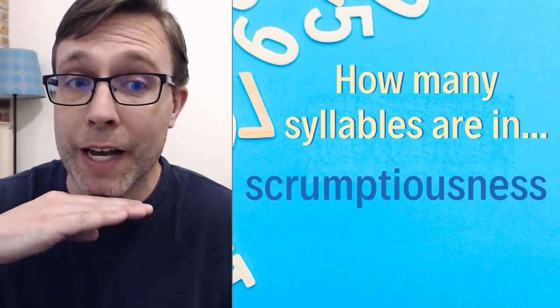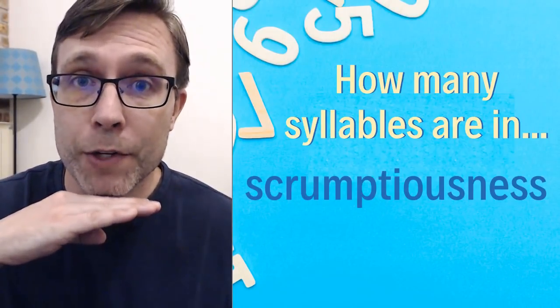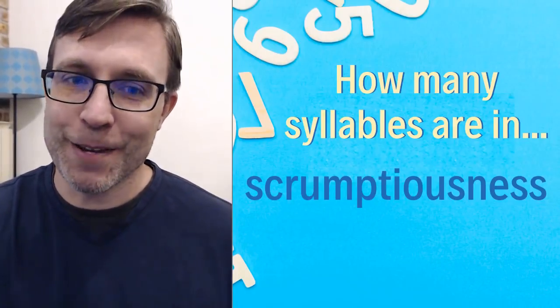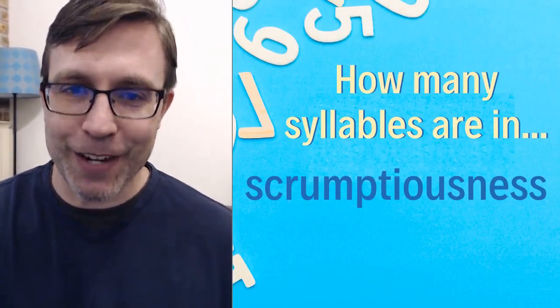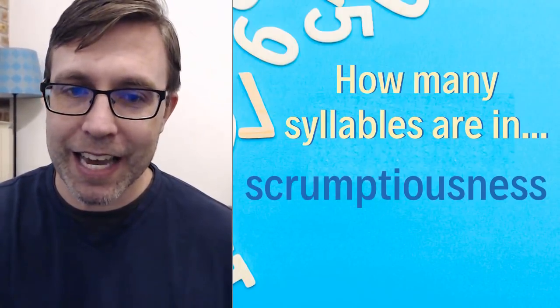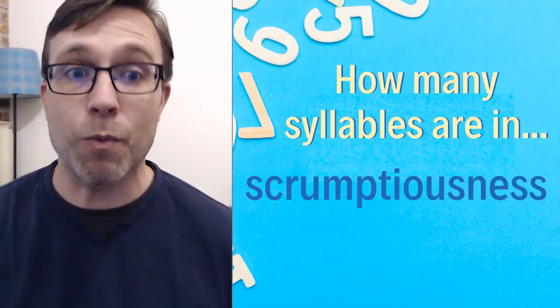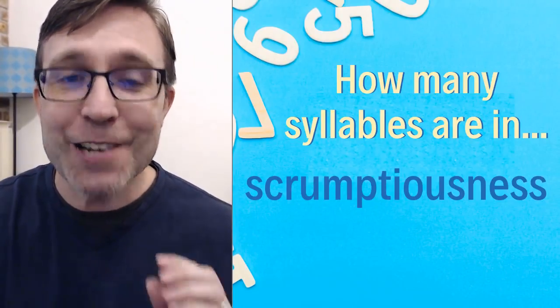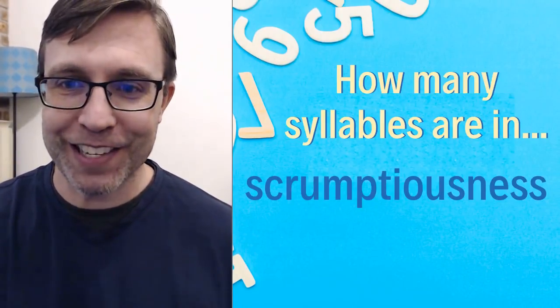And like I said, try to do this. Scrumptiousness. How many are you counting? What do you think? Write your answer in the chat or in the comments. Because again, this is a great way to begin with syllables. It's the basic unit. Now, I tried to trick you with this one. This is a little tricky.